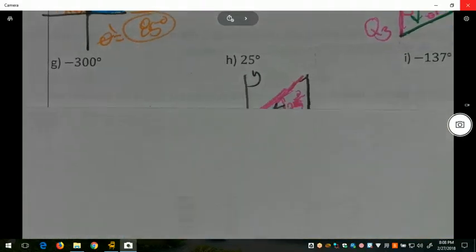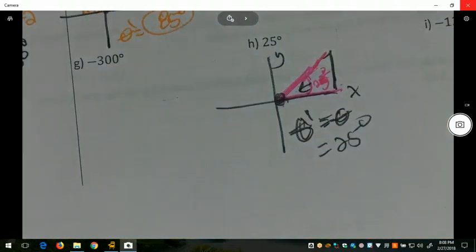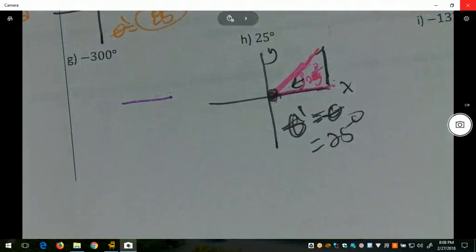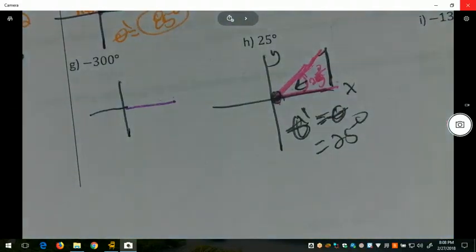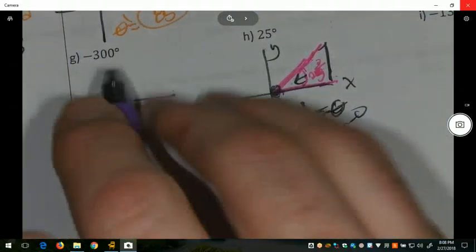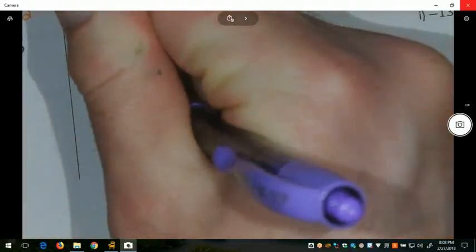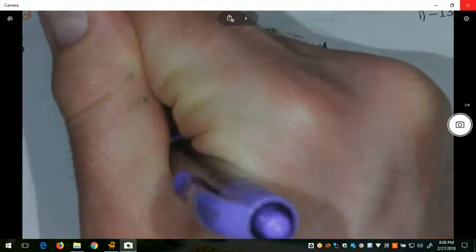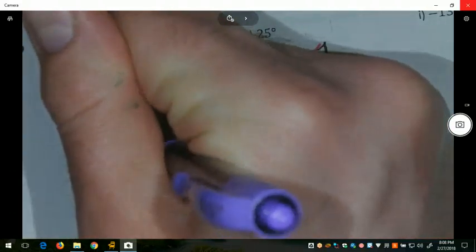That's not going to work for all of them. Let's take a look at letter G. Letter G does not work that way. In letter G, I start on the positive x-axis, and I have to go a negative 300. So I have to go all the way around clockwise past 290 to get my negative 300 degree angle.